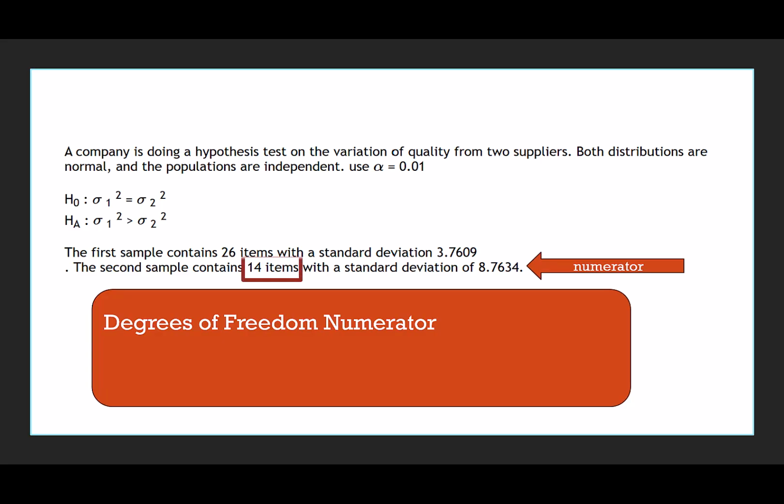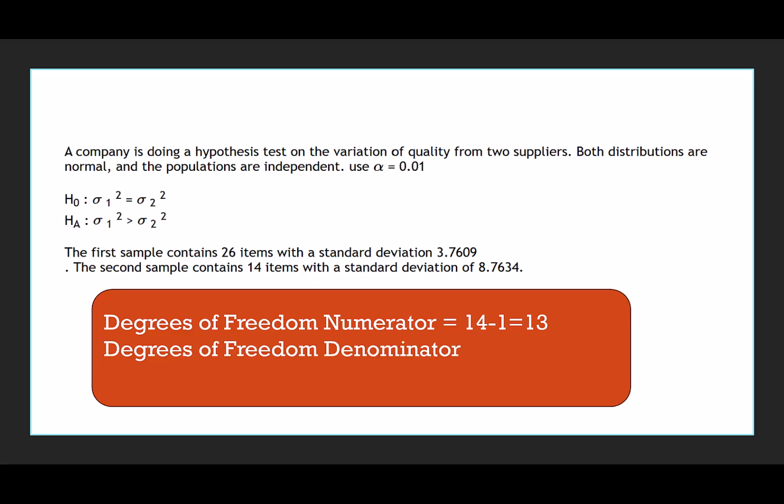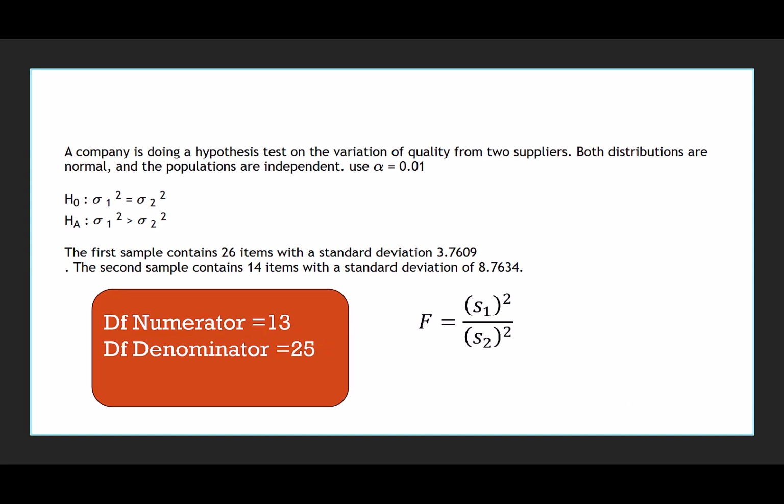To get the degrees of freedom, we look at our 14 items and we subtract 1. The degrees of freedom in the numerator is 14 minus 1, which is 13. For the denominator, we look at the 26 items, and again we subtract 1. 26 minus 1 is 25, which is the degrees of freedom in the denominator. To find the F ratio, we need to divide the variances. That means we're finding S1 squared over S2 squared.